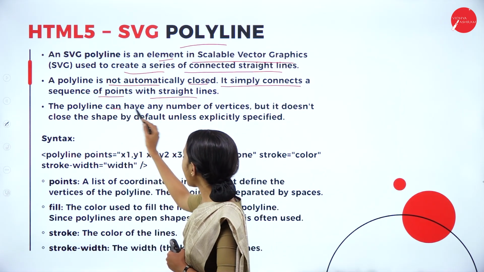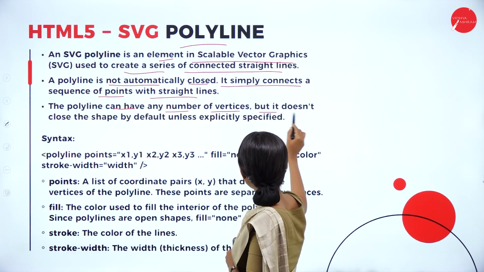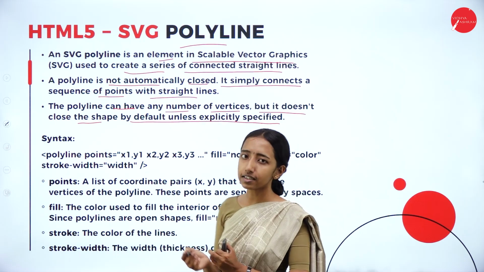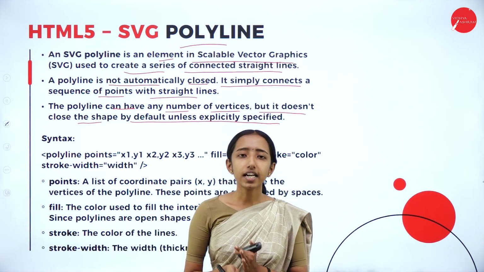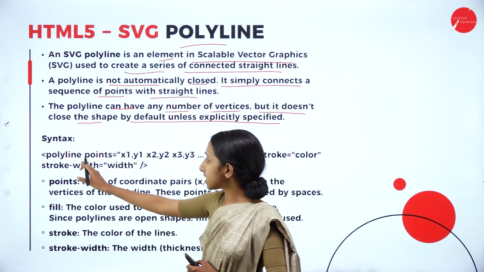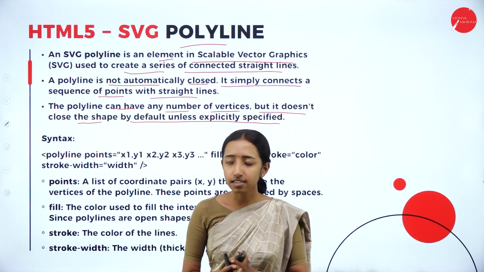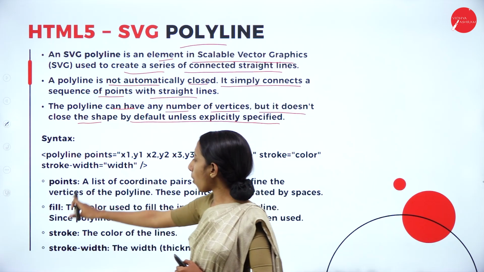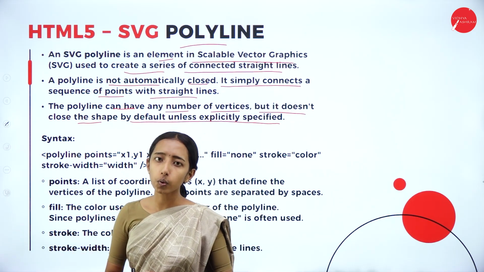The polygon can have any number of vertices, but it does not close the shape by default unless explicitly specified. So here is the example. I have taken the syntax. So the syntax is having a polyline element and it is also having points, fill, stroke and stroke width.